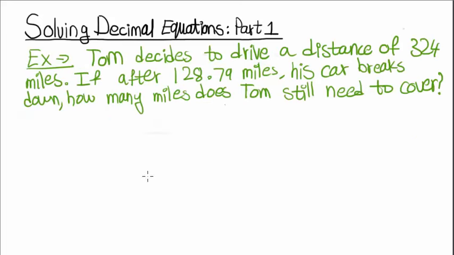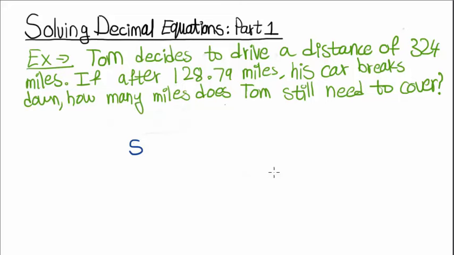So in this problem I have that if Tom decides to drive a distance of 324 miles and if after 128.79 miles his car breaks down, how many miles does Tom still need to cover? So what we are trying to find are the number of miles that Tom still needs to cover. So we can represent that by the variable s.